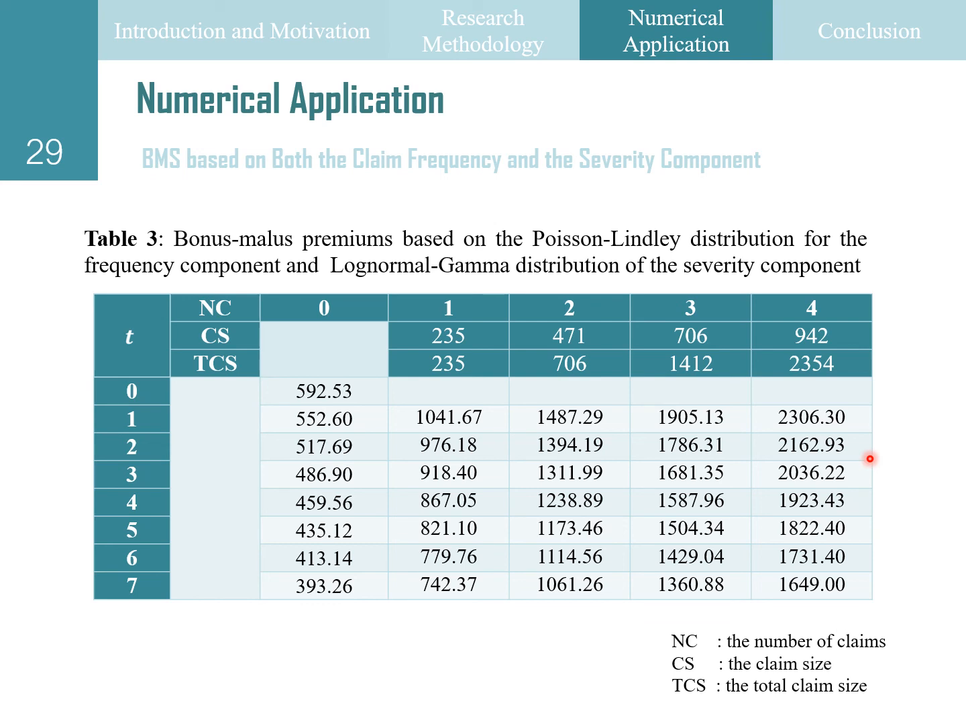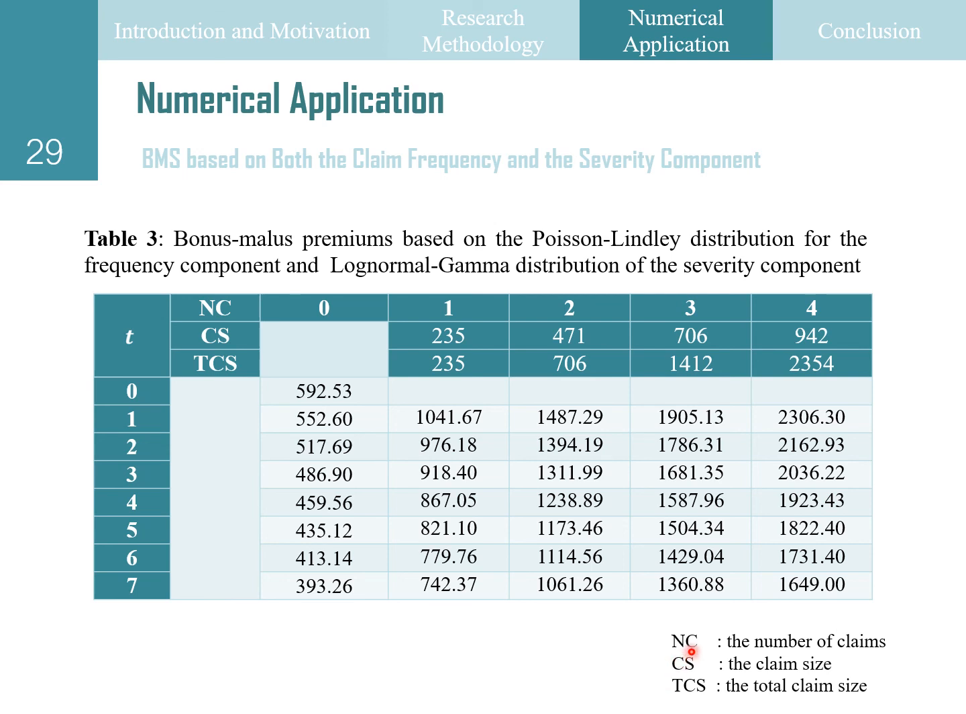Next, I will provide the result for the bonus-malus system based on both the claim frequency and claim severity components. I will restate the premium using the proposed model. For estimated parameters based on the severity component, I fit an unconditional distribution as a log-normal gamma distribution to the claim size. Some symbols are defined for convenience of explanation.